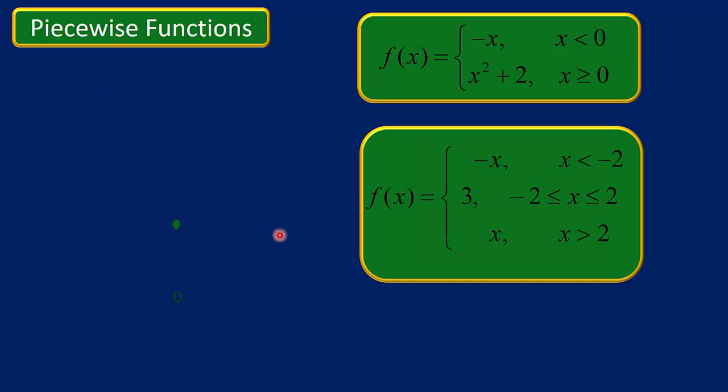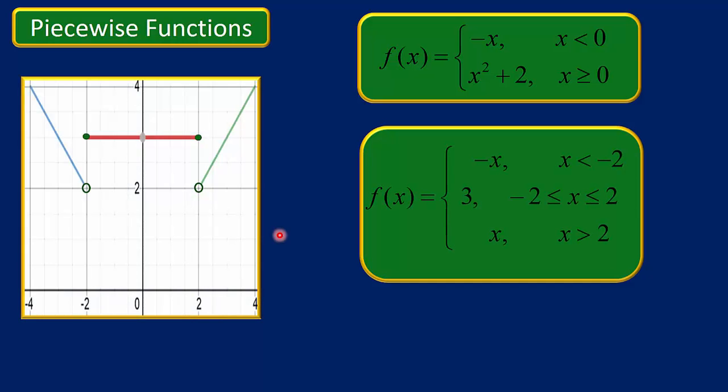Now, we have other functions like this one here. This tells us if x is less than -2, we get negative x, so it looks like this. And notice there's an open circle here because at -2, we're going to jump up to 3. So between -2 and 2, inclusive, it's just f of x equals 3. And then for x greater than 2, we're back down to the line f of x equals x.